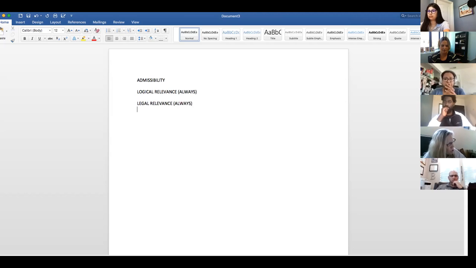Good. For California, go into Prop 8 instead. When would you go into Prop 8? Only if it's a California criminal case. Great, good job. Then we go into public policy exclusions for otherwise relevant evidence.